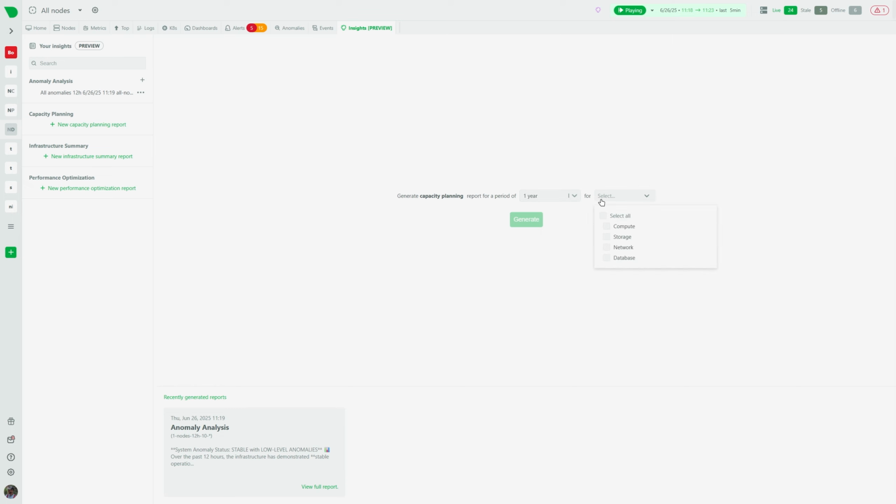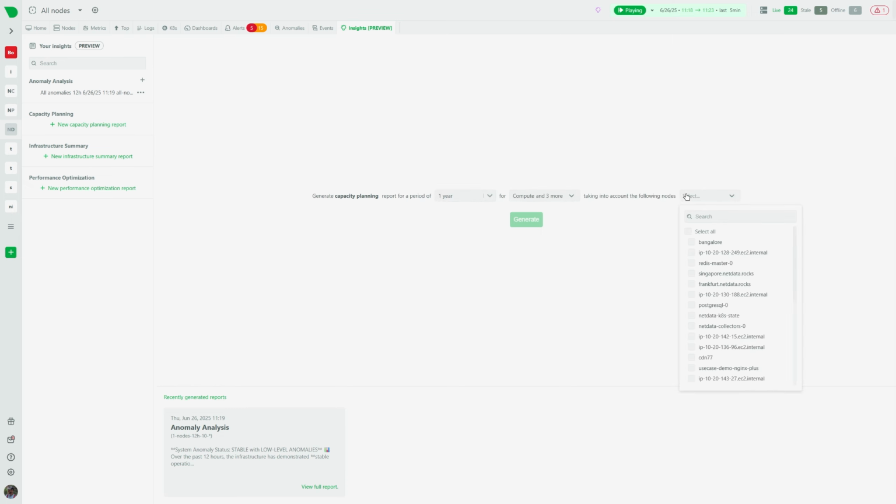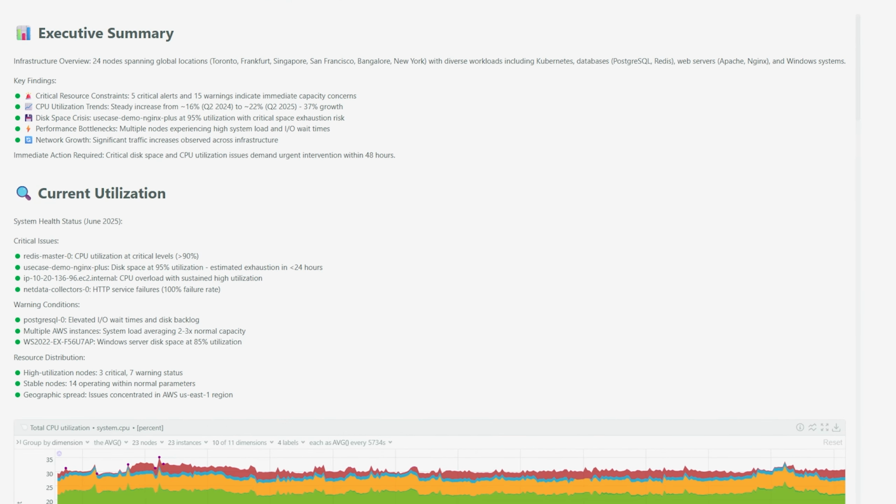Creating one for the full year on all nodes, we can see which points of our infrastructure need some care and maybe increased resources. As we see, the report immediately presents us with capacity concerns, CPU utilization trends that we might need to increase the quota on that node. There's a severe disk space fill-up case, other systems have high system load and I/O wait times, and we can also see significant traffic across the infrastructure.